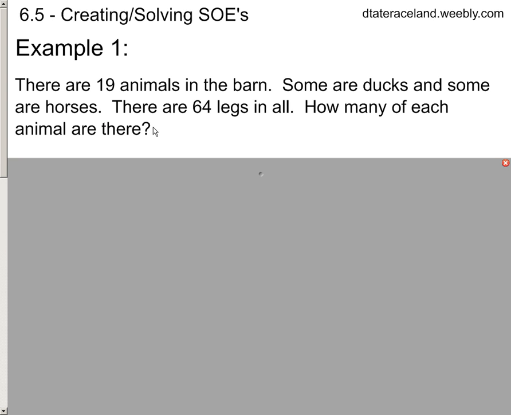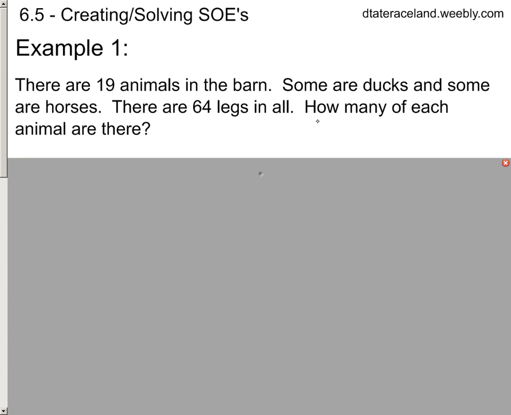So we need to create two equations to represent this situation. A lot of times people ask me, how do we know whether it's one equation or two equations? The basic idea that I can tell you is this: if they're asking you for two different things, then you need two different variables in your equations.